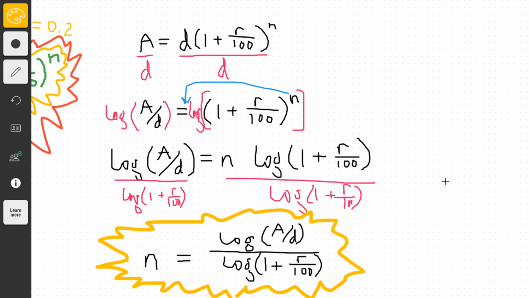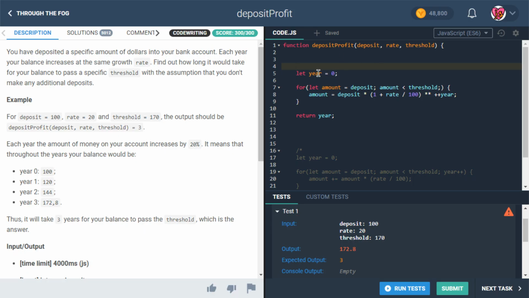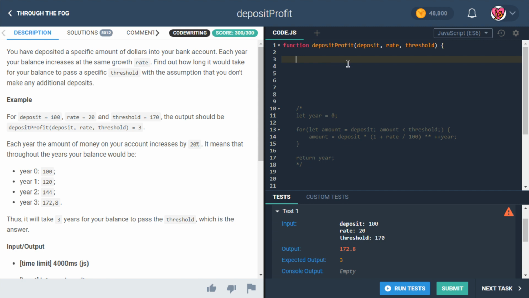So there we go. n is going to be assigned the value of log of a divided by d, or amount divided by deposit. And in fact, what are we going to do for amount? Well, I guess we'll use threshold because that's the thing we're looking for. So we'll do log of threshold divided by deposit, and then we'll divide that by log of 1 plus rate divided by 100. That's the plan. Let's do it. We're going to archive our previous solution as we've done in the past.